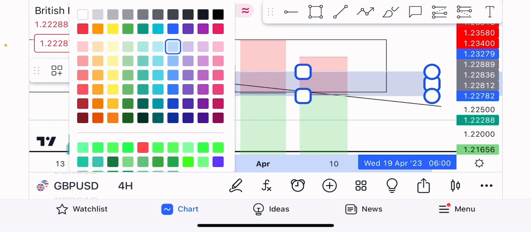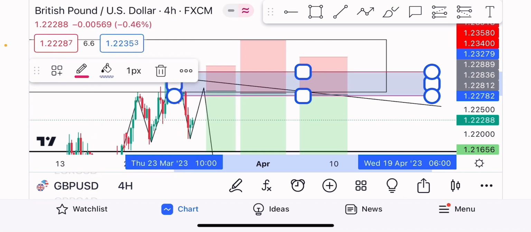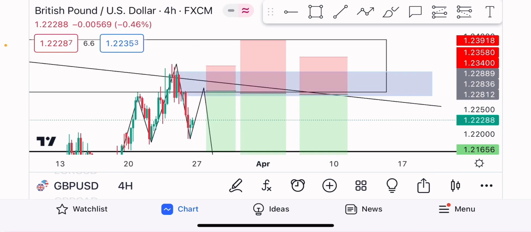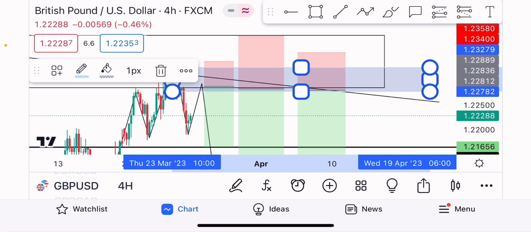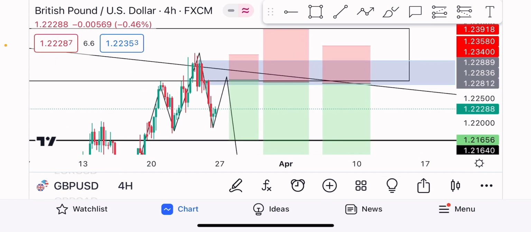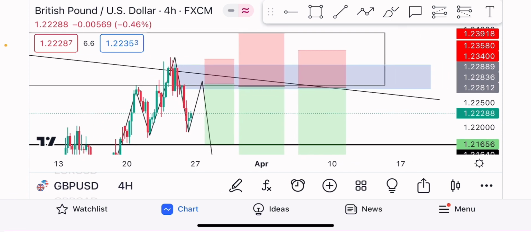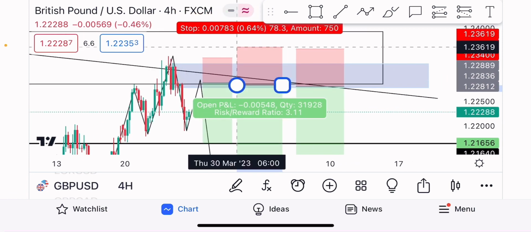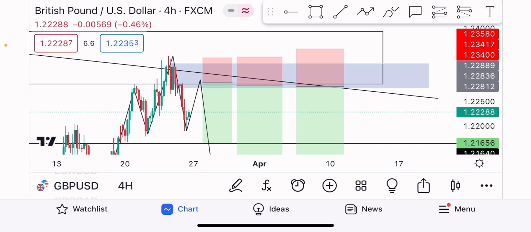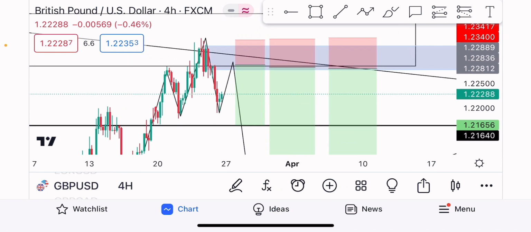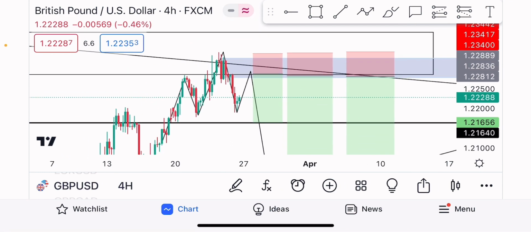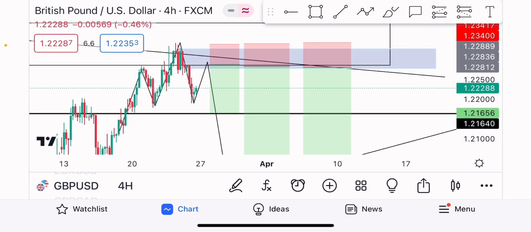Price tries to give us these strong drops. Tries to give us a retest, sorry, a retest of this level. A test of this order block.